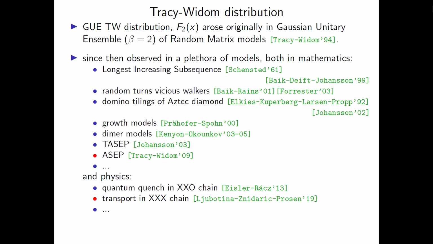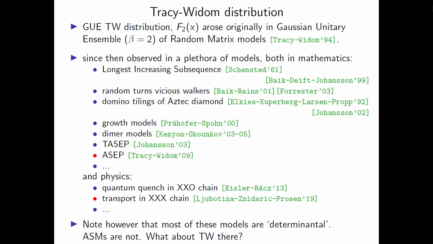Okay? So there are some exceptions. With the red dots, I put two exceptions, which are ASEP and the transport electric chain, which actually was discovered here in the physics department in Ljubljana. And so a natural question is, can we observe Tracy-Widom in general in non-free-fermionic, in non-determinantal models? So this was the main motivation of this work. And ASM is non-determinantal, that's why it's so difficult, and that's why a lot of people study it. And so this is a kind of introduction, okay?